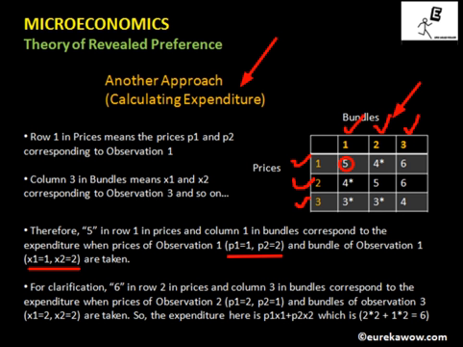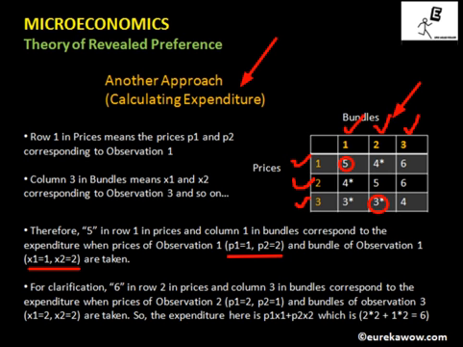Now let's take another cell for clarification. So suppose we take this cell. Now what does 3 in this cell represent? It basically represents the expenditure when the prices of observation 3 are taken and x1 and x2 of observation 2 are taken. So we can see that since the prices in observation 3 are 1 and 1, and the x1 and x2 in observation 2 are x1 equals 1 and x2 equals 2, therefore we conclude that the expenditure when prices of observation 3 and x1 and x2 of observation 2 are taken is 3. So in this way we draw our expenditure table.